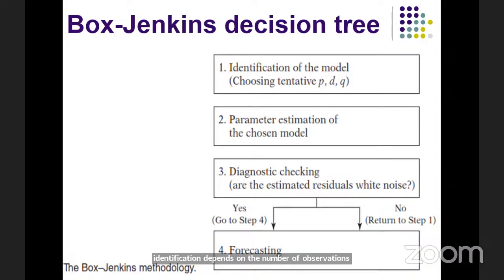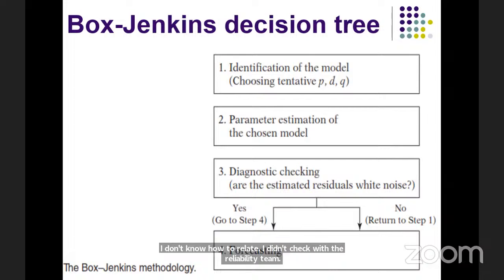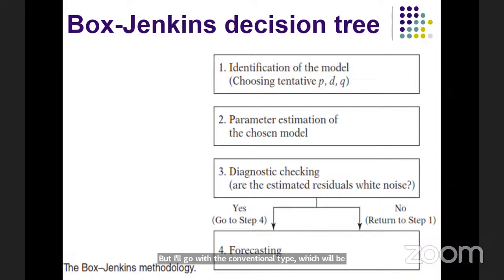Take 5 hours. Recently, EViews has identified based on the Akaike information and the Schwarz information, the automatic ARIMA. But I don't know how the reliability, I didn't check with the reliability. But I'll go with the conventional type, which will be easy to understand. So how ARIMA work, you'll be able to. I'll make it easy. Okay, fine. We'll go with this. So identification.